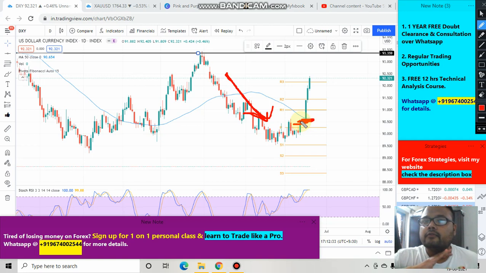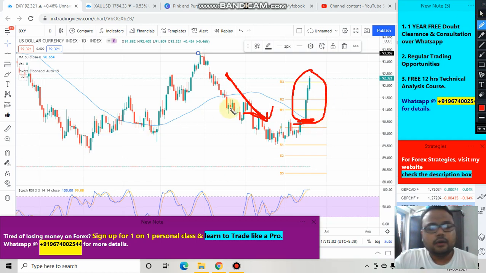Dollar became extremely strong, and you can just see these candles. Just look at the size of these candles and just imagine the impact on the market. As a result, we saw heavy selling pressure in currency pairs like Euro USD, GBP USD, and we saw extremely strong buying pressure on USD CAD, USD CHF.